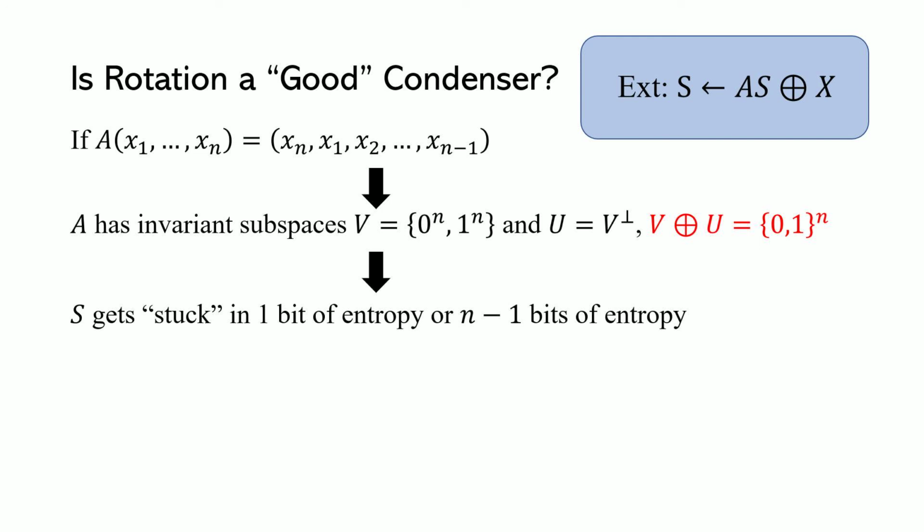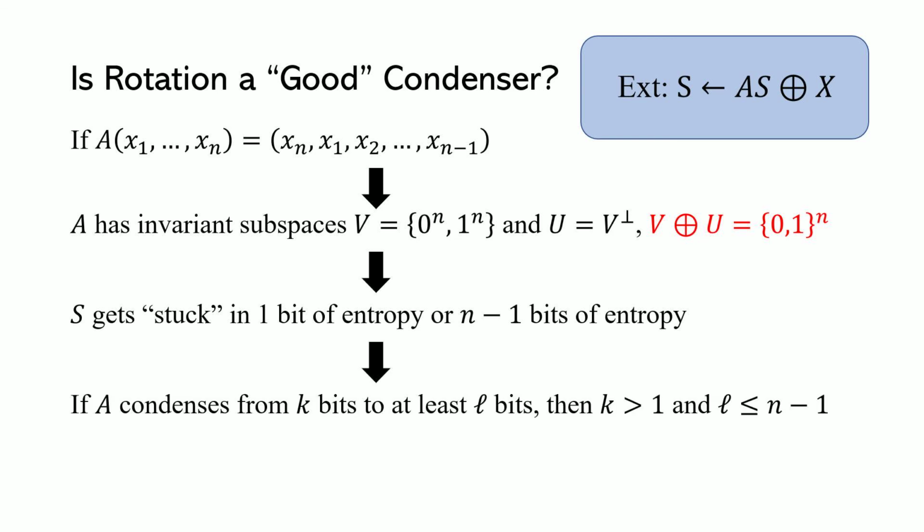Of course, we don't want to get trapped in V, so we set k to be greater than 1 to avoid the uniform distribution over V. As for rotation by 1, the best we can hope for is to condense from any distribution with entropy greater than 1 to a distribution with at least n-1 bits of entropy. However, not every rotation by 1 has this property.